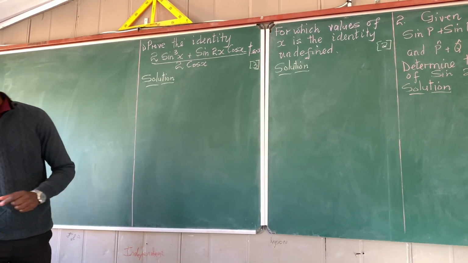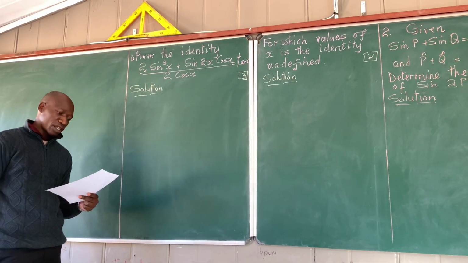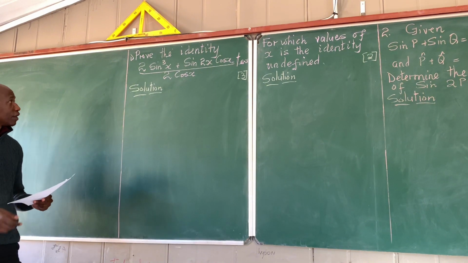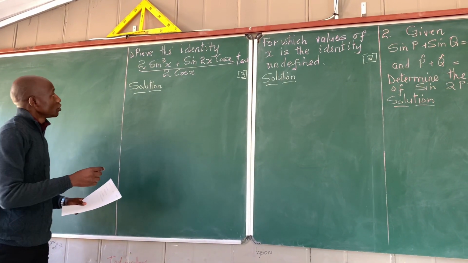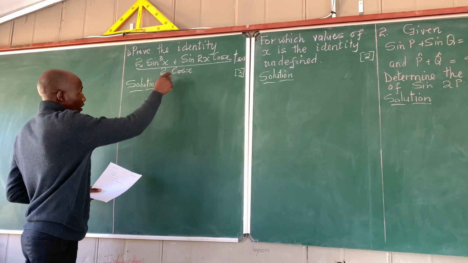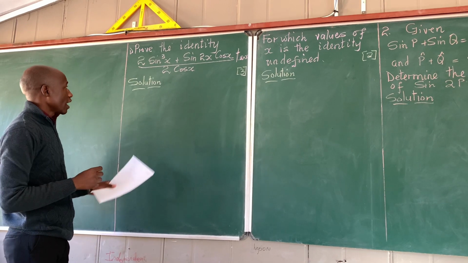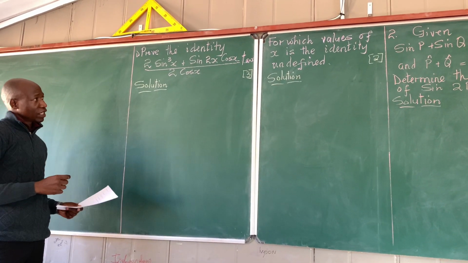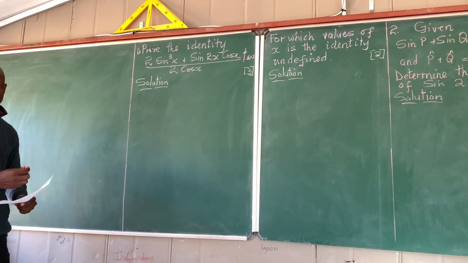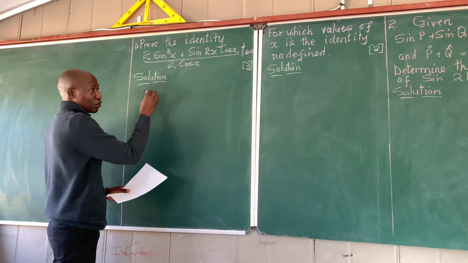This question is adapted from Northcliffe High School, 2022, number 6.4. It says: prove that (2 sine cubed x plus sine 2x cos x) divided by 2 cos x is equal to tan x. The number of marks shows that there is not really a lot of work to be done, but in proving an identity, we choose the left-hand side.